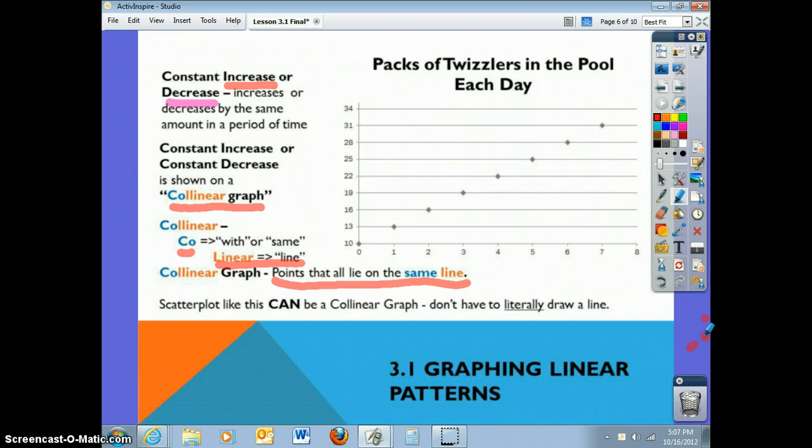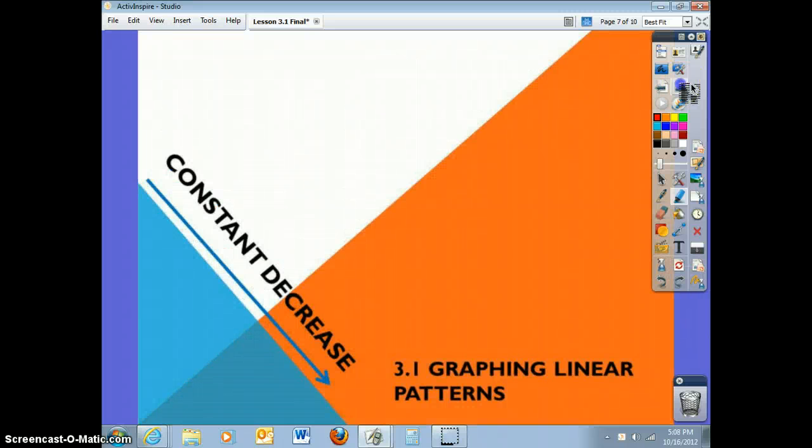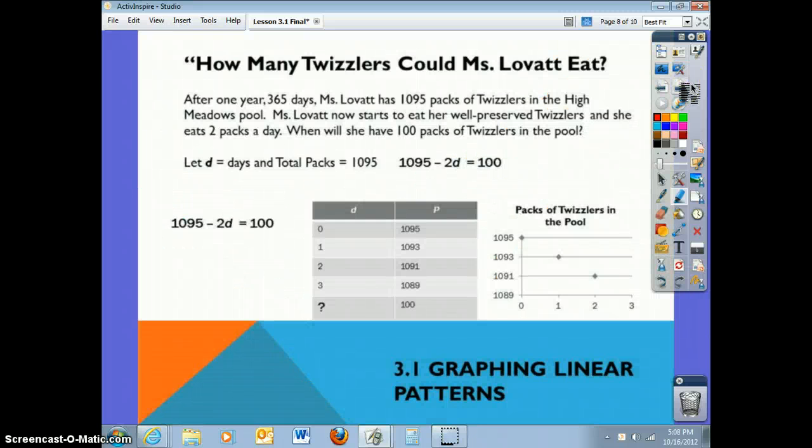Now, you don't literally have to draw a line to be collinear. This situation where Miss Lovett's putting 3 packages of Twizzlers in the pool every day, even though they are not connected to one another in a line and they are a scatter plot, they are still a collinear graph because you could visually draw a line through them. Okay, constant decrease.